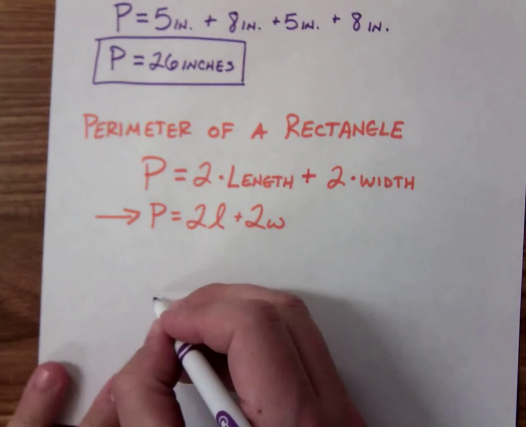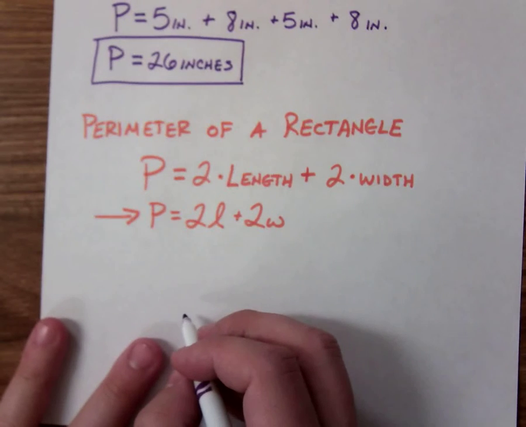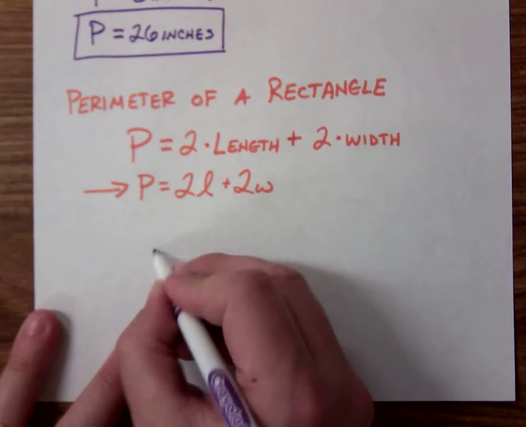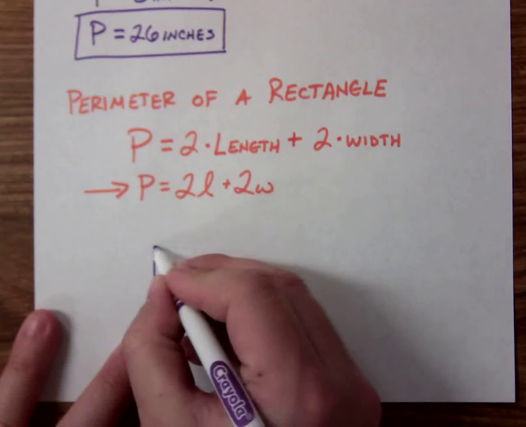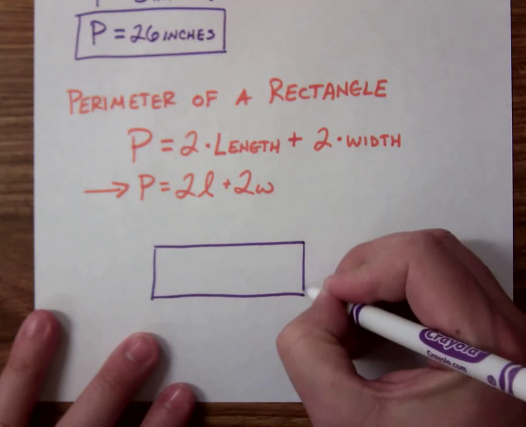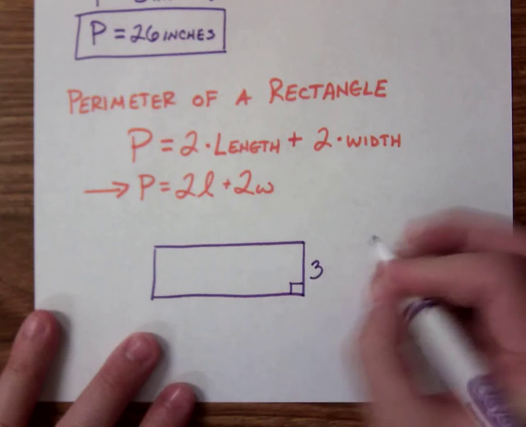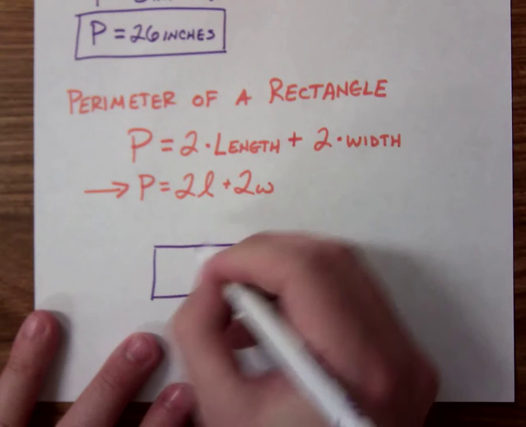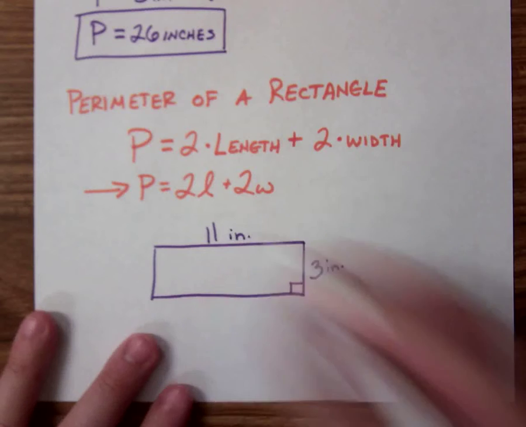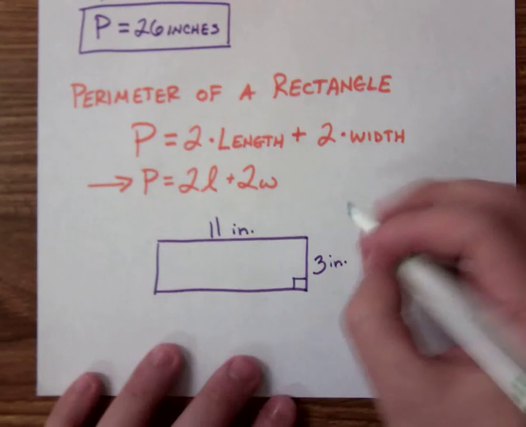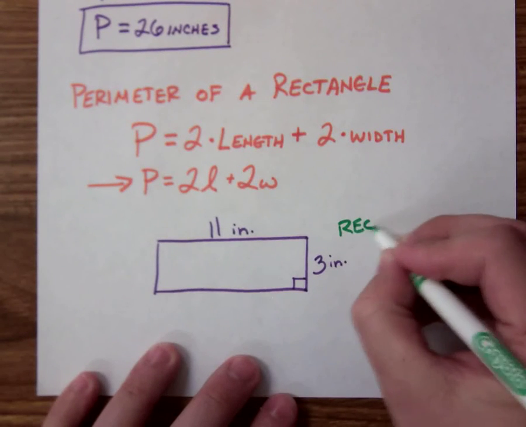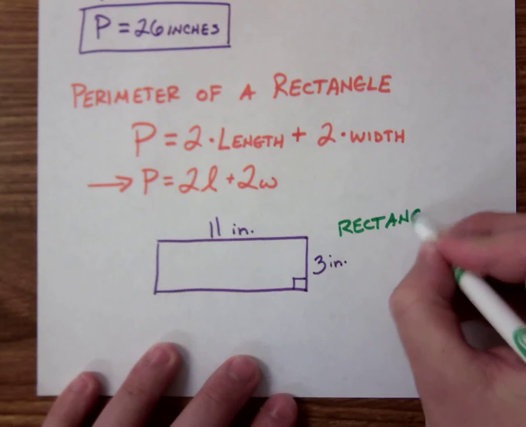Let me give you another example of what I'm going to conservatively call a rectangle. Don't make fun of my art here. This is a rectangle. You know it's a rectangle because I told you so, not because it looks like one. Say this is 3 inches, and let's call the top 11 inches. Okay. Just so I don't get a lot of harassment from the peanut gallery over there, I'm going to write rectangle, so there's no question.